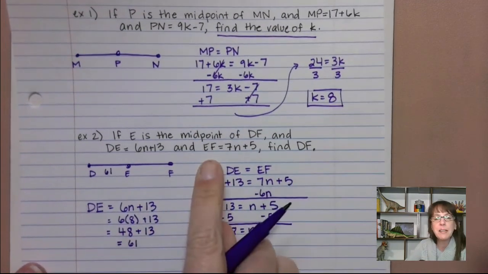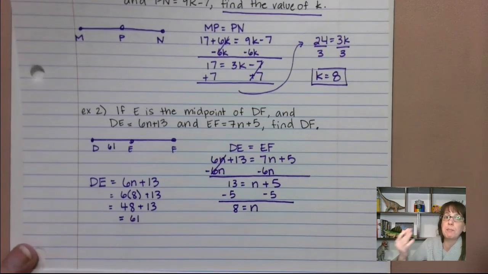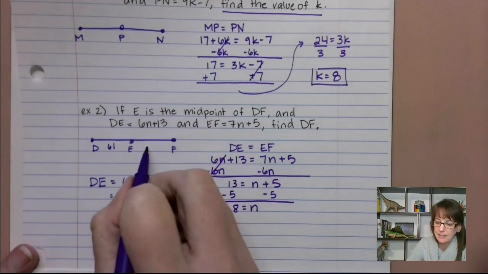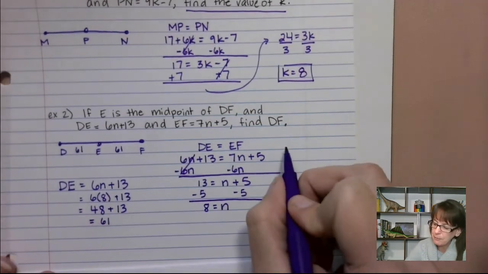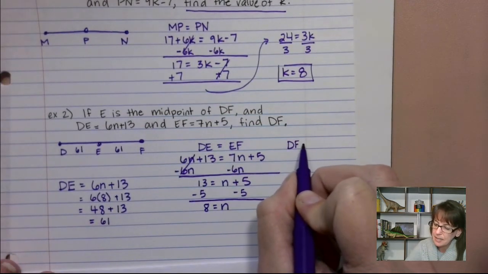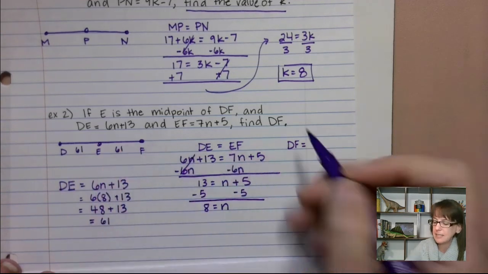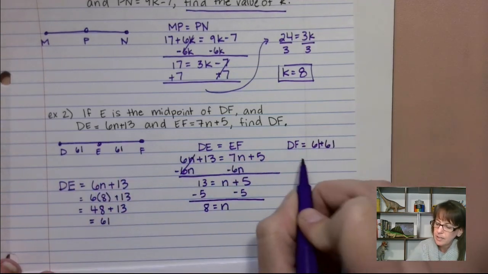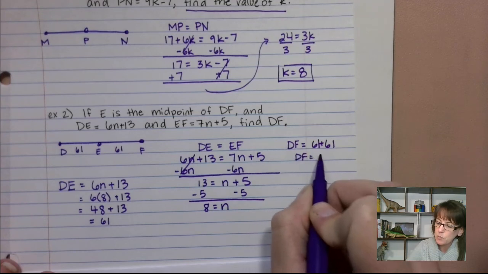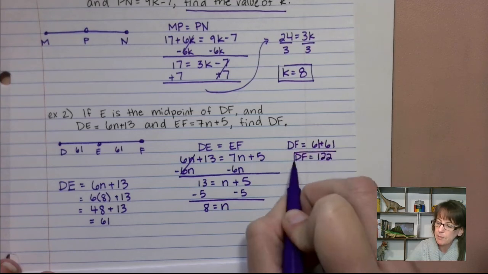Now we could do the same thing for EF, but we know by the nature of it being the midpoint, it's going to be exactly the same. This is going to be 61 as well. So when it says to find DF, we can say, all right, well, DF is going to be 61 plus 61. So DF equals 122. That would be our final answer.